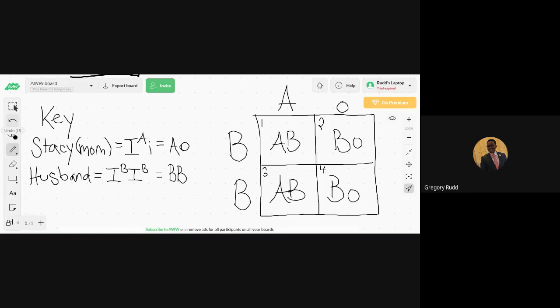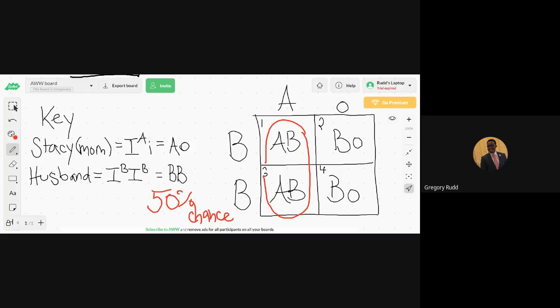Okay. So our original question was, is it possible for them to have a child with the AB blood type? Well, not only is it possible, but what are the chances that they have a child with an AB blood type? 50%. Exactly. It's a 50% chance. Good.